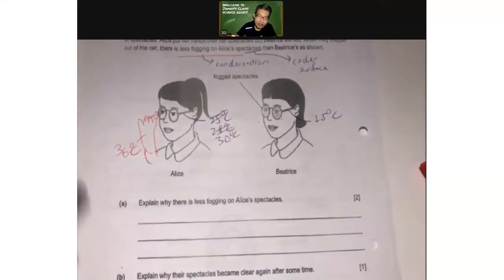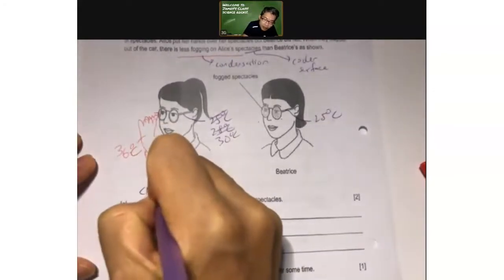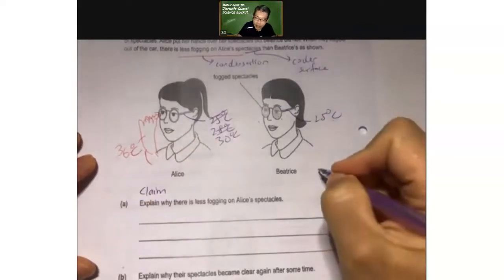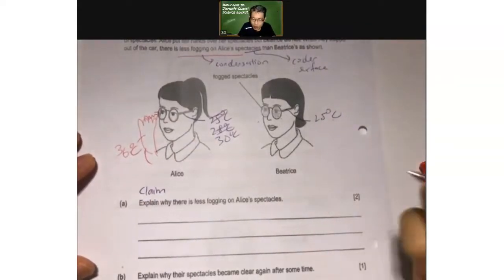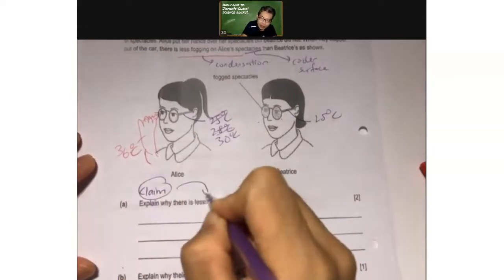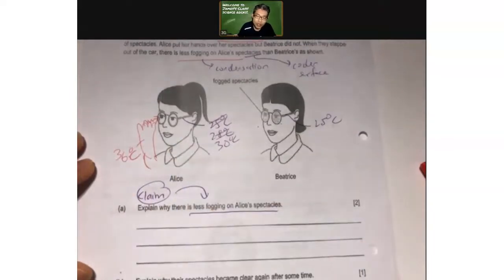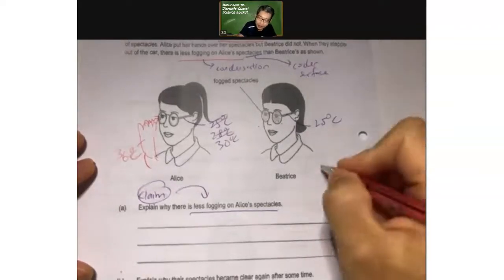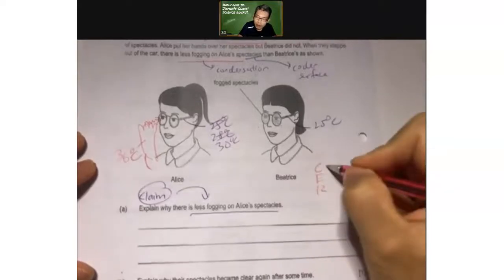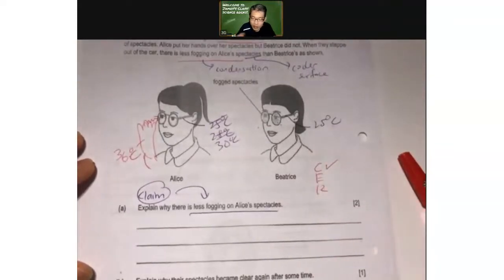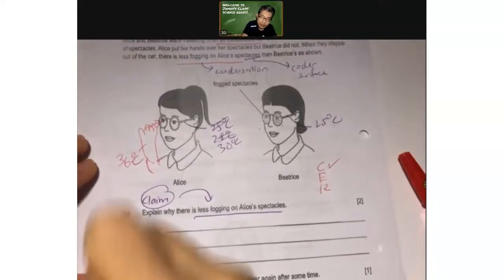So why is there less fogging on her spectacles? This question is interesting. It gives you a claim. Okay, let's go through the CER, which is your claim, evidence, and your reasoning. The claim has been given. There is less fogging on Alice's spectacle. The question claimed that there is less fogging on the spectacle. You are supposed to now give the evidence and the reasoning to get your 2 marks, right? C, E, and R. C has been given. So what's the evidence? So let's start with the evidence.